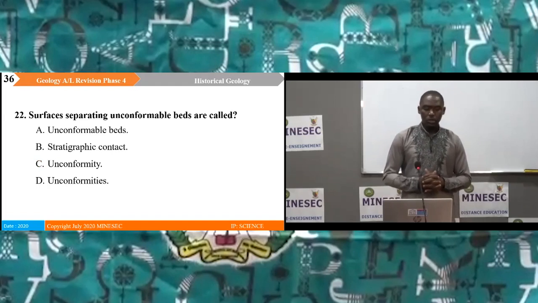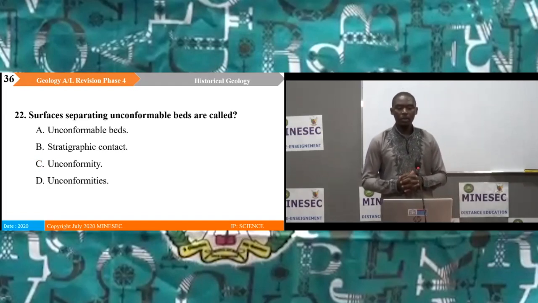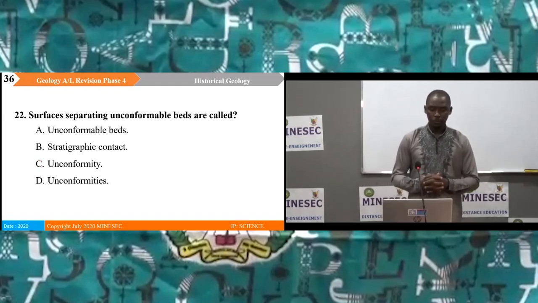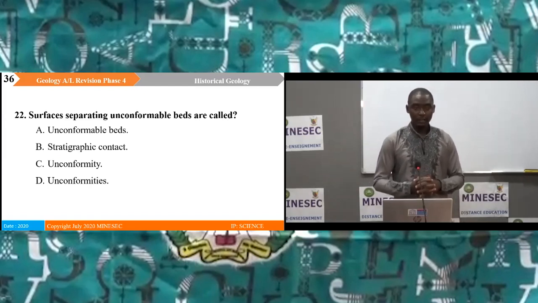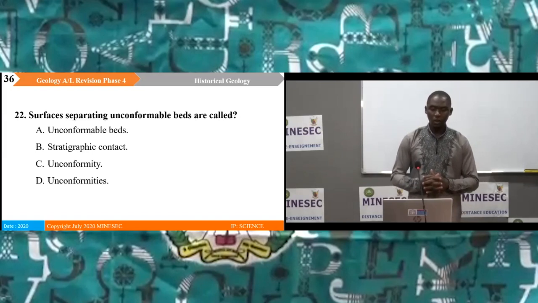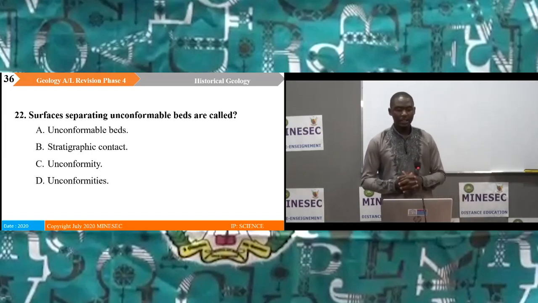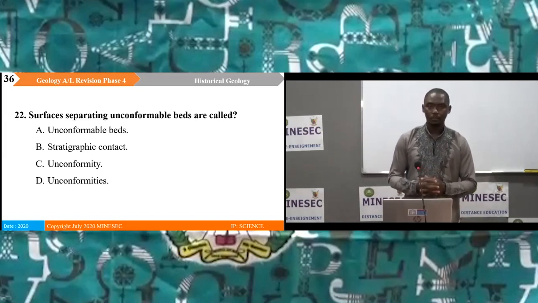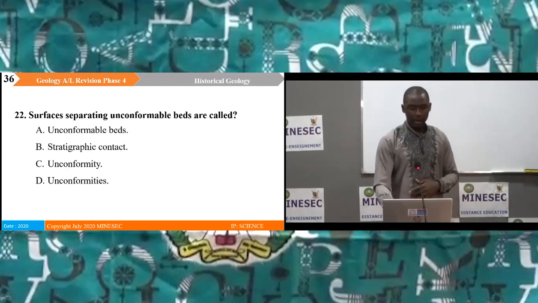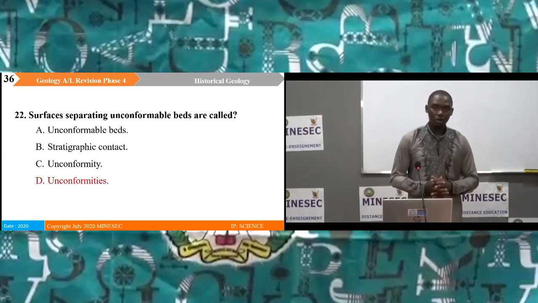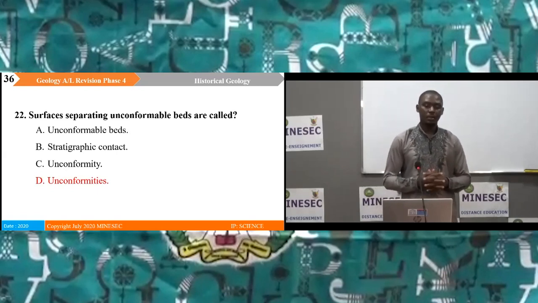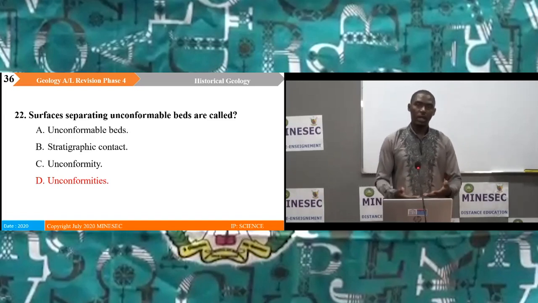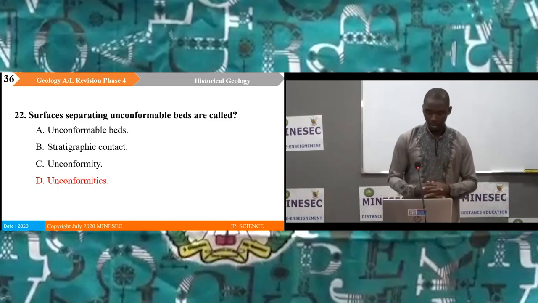Question 22. Surfaces separating unconformable beds are called A, unconformable beds, B, stratigraphic contact, C, unconformity, and D, unconformities. Our correct answer here is D, unconformities. Unconformities are surfaces that mark break in deposition. So they separate early form units from younger units.